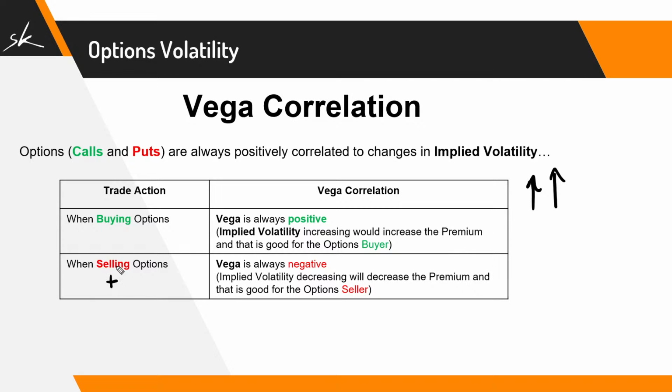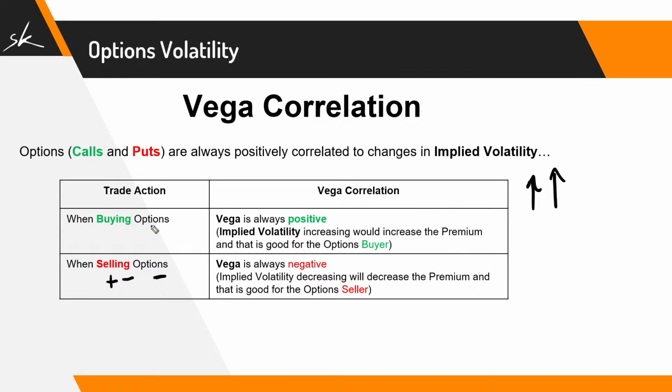So positive correlation, and because we are selling, plus minus is minus. So what will happen now? That Vega will be negative. So what do we mean by that? That implied volatility decreasing will decrease the premium, and that is good for an option seller, because if we are selling options, we want the premium to decrease. The faster it goes to zero, the better it is for us.